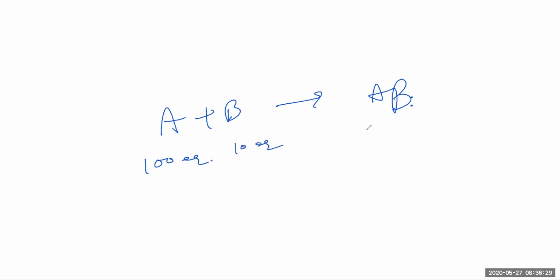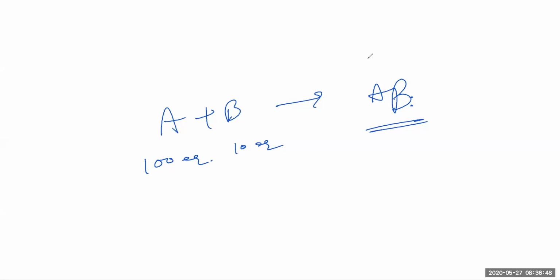General example, no need to write this one, just for understanding. A plus B gives rise to AB product. Now A is 100 equivalents, B is 10 equivalents. So how many equivalents of AB are obtained? Yeah, very good. 10 only.